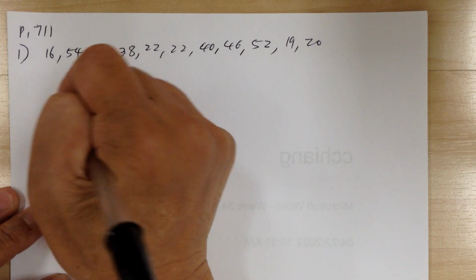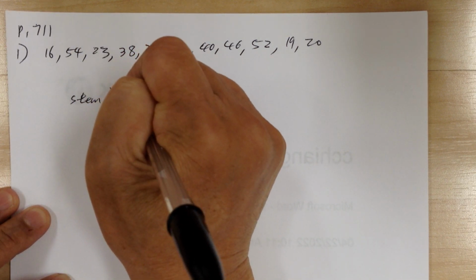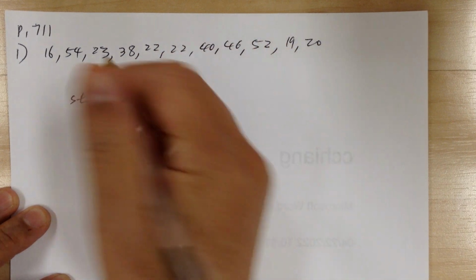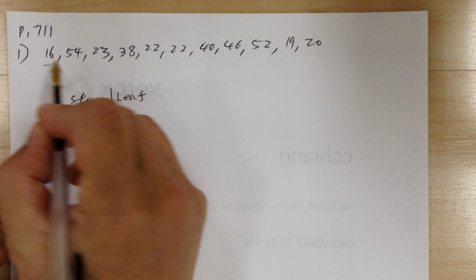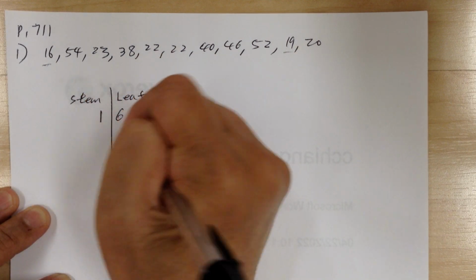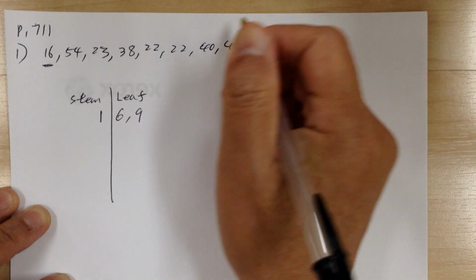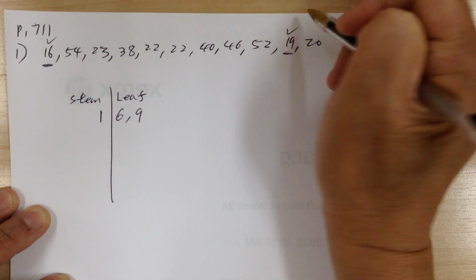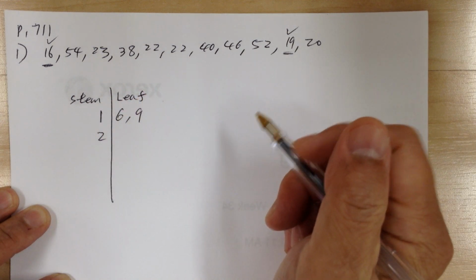Okay, so you have the stem, and you have the leaf. So let's start with 1. So let's see, you got 16 and 19, so it'd be 6 and 9. Okay, so that takes these 2, or you can just put a check mark. Okay, so is that all the 10s? Yes. Okay, then let's go to the 20s.